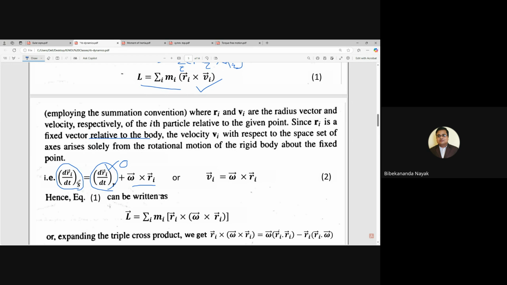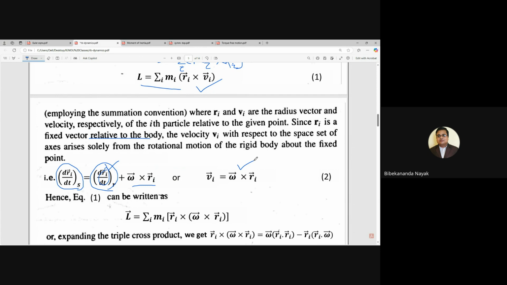This is with respect to the external coordinate system. The Ri may be varying due to motion, since the rigid body is moving or rotating. The position of this point with respect to the external frame may be changing due to rotation, but the position of this point with respect to another point of the rigid body is always fixed. So dRi by dt in the rotating rigid body frame is 0. If you put 0 here, we find that the velocity Vi is equal to omega cross Ri.